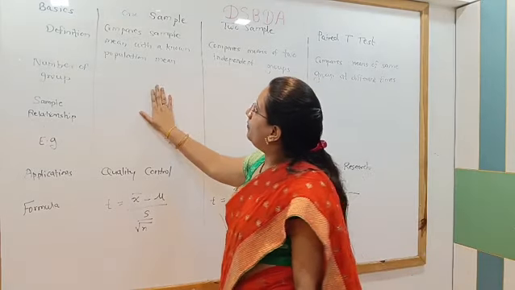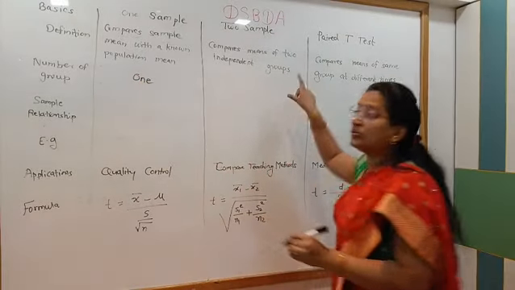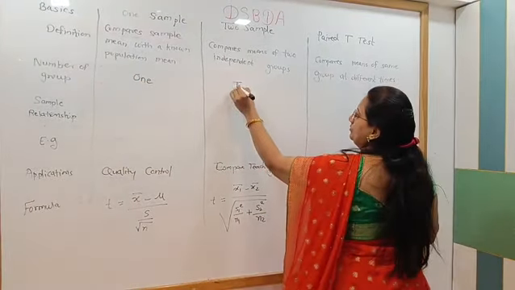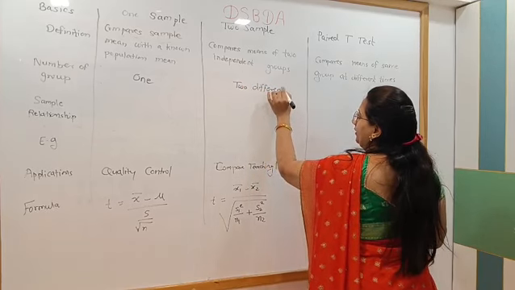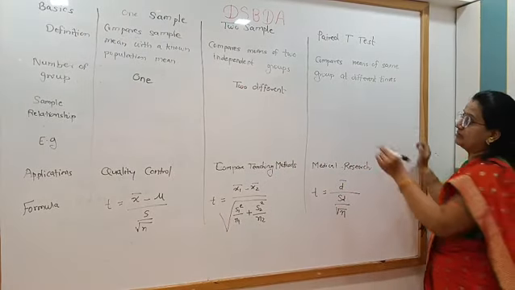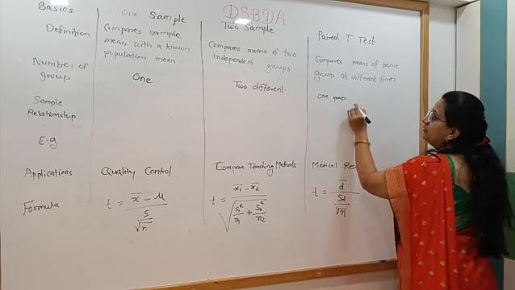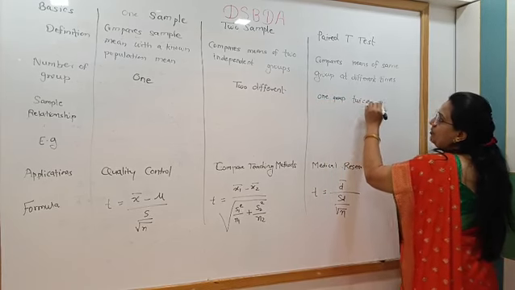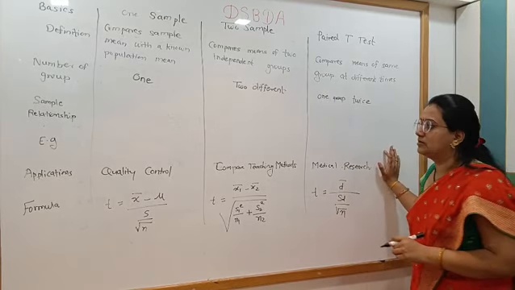The number of groups for the one sample test is only one. For two sample tests, there are two groups, two different groups. In the paired t-test, we have only one group, but we perform a test twice on the same group or the same class.